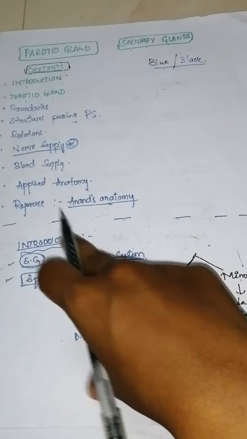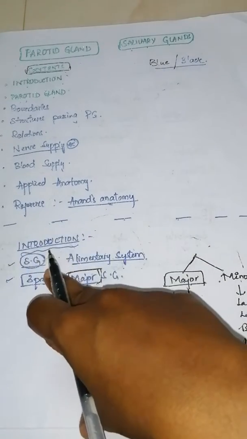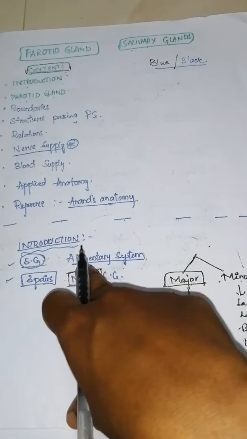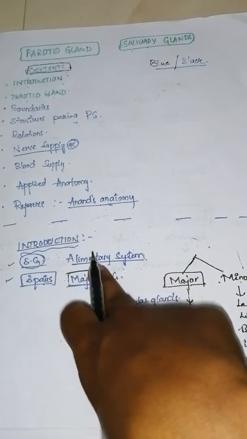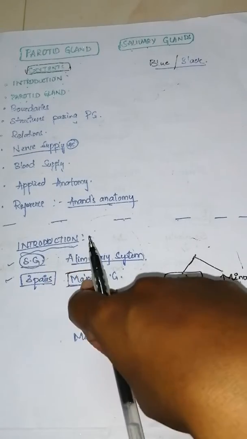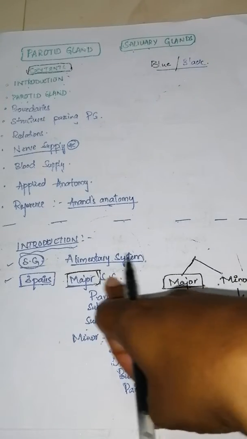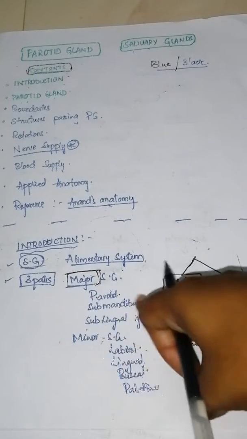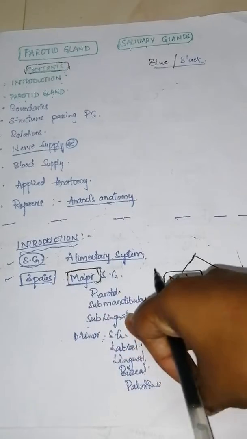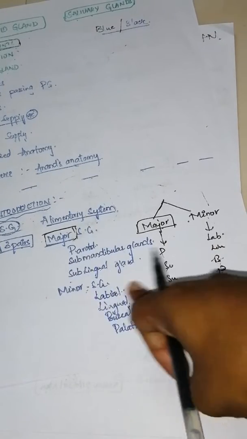In the introduction you will write about the salivary glands. Salivary glands are major salivary glands or minor salivary glands. These are organs included in the alimentary system, and there are about three pairs. The first one is the major salivary glands and the second one is the minor salivary glands. Parotid, submandibular and sublingual are included under major, and in the minor salivary glands labial, lingual, buccal and palatine are included; these are named according to their location.